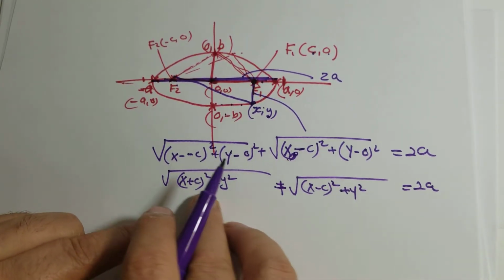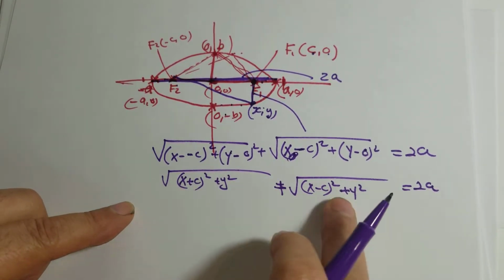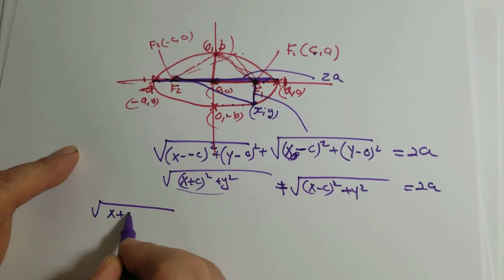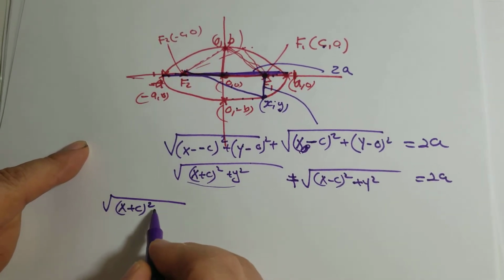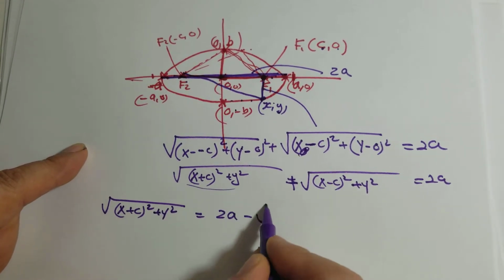How did we solve equations containing radicals in college algebra? You isolate them one at a time. Therefore, I'm going to keep this one to the left because when I square it, at least I want to get rid of one of them. And I take the other one to the other side.